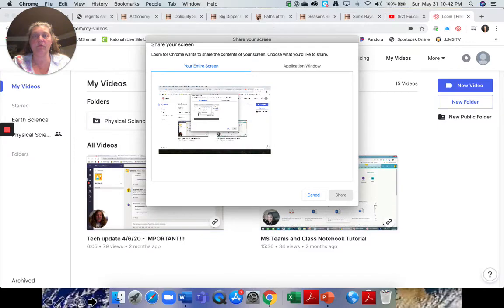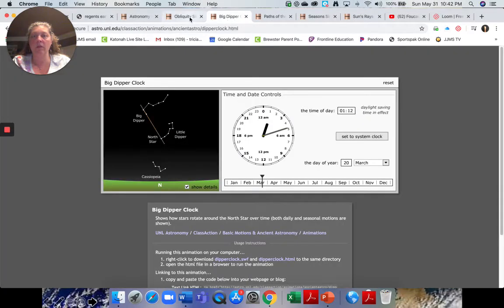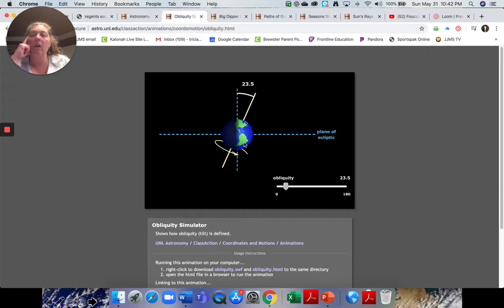All right, so I want to show you something before we move on. I want to show you this. So this is perfection. There's the ecliptic plane. That's perfection. This is just slightly tilted. That, 23.5. Right there, okay? That's the tilt of the Earth.